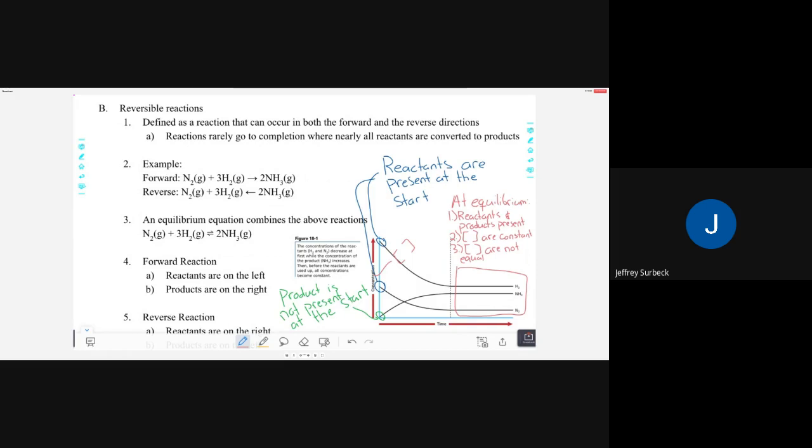Put them together, they produce this. It goes forward, and now it produces back to the reactants. So again, think of it like a two-way street. You're headed that way. So it's the product and the reactant.